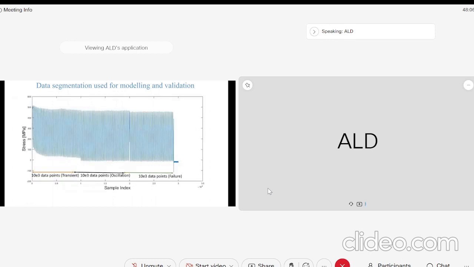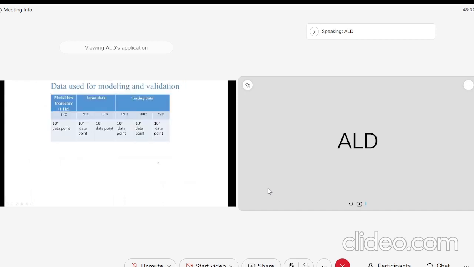So we segmented our data for modeling. We take the first 10,000 data points for the transient phase. We can easily see the transient here. Then 10,000 data points for the oscillations part, which is the fixed oscillations part. Then the failure part, we can see in the last 10,000 data points, where failure occurred. So this is the data used for modeling and validation.